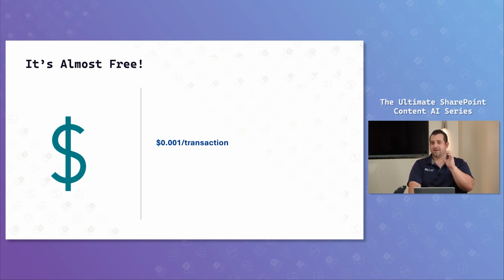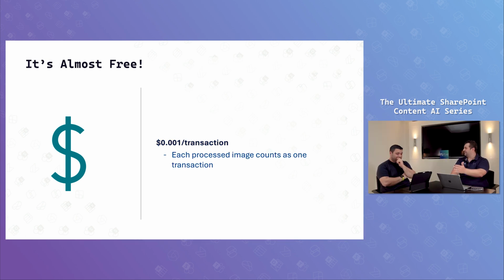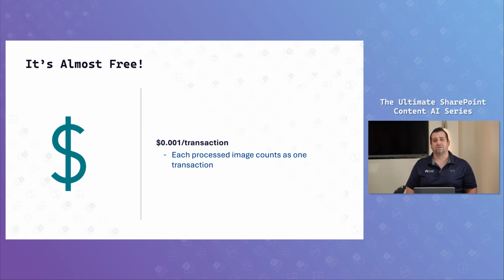So how much is the work to do this by hand? It's not worth not enabling this. And each processed image counts as one transaction. So it's really easy. Think of it as 1,000 images costing you $1. Enable it. There's no reason for you not to enable it.